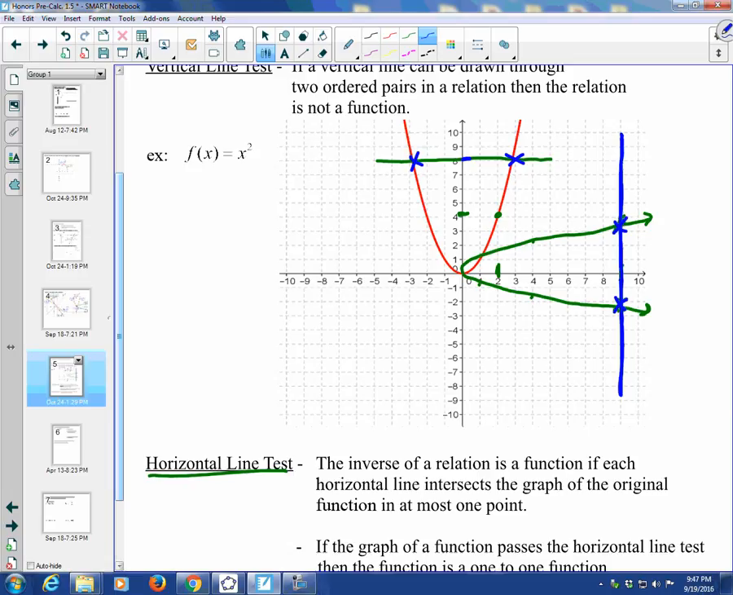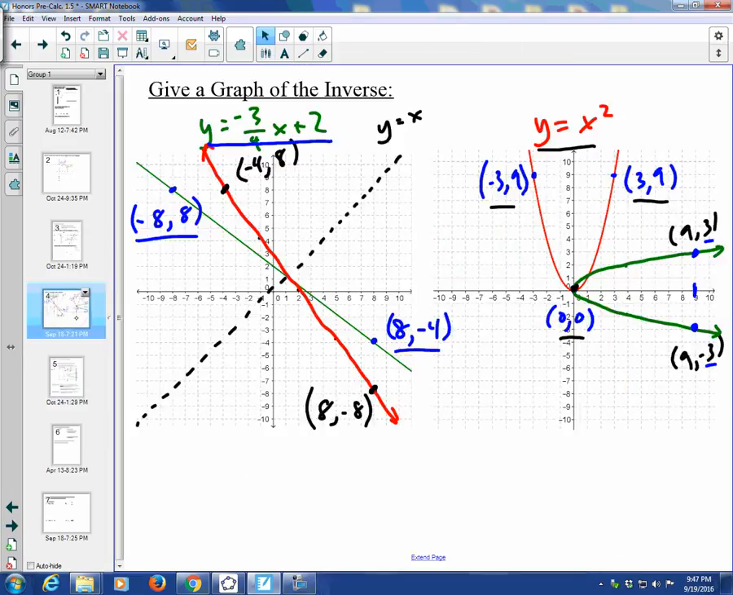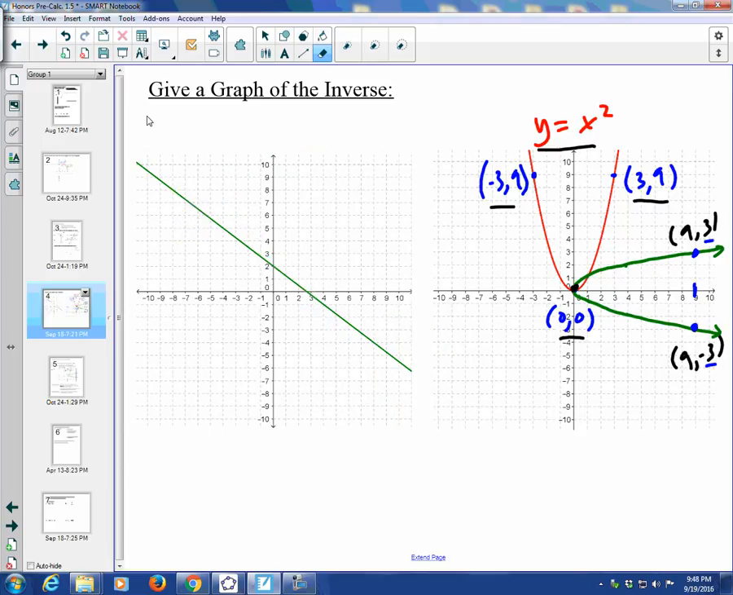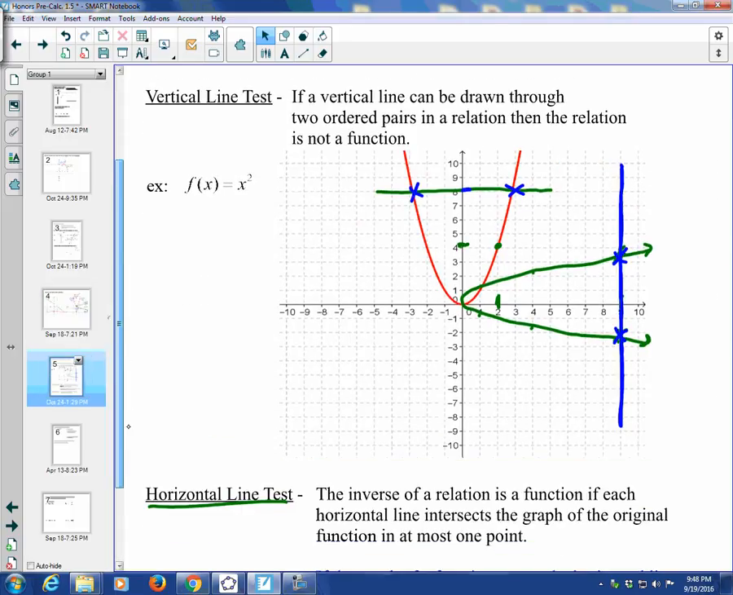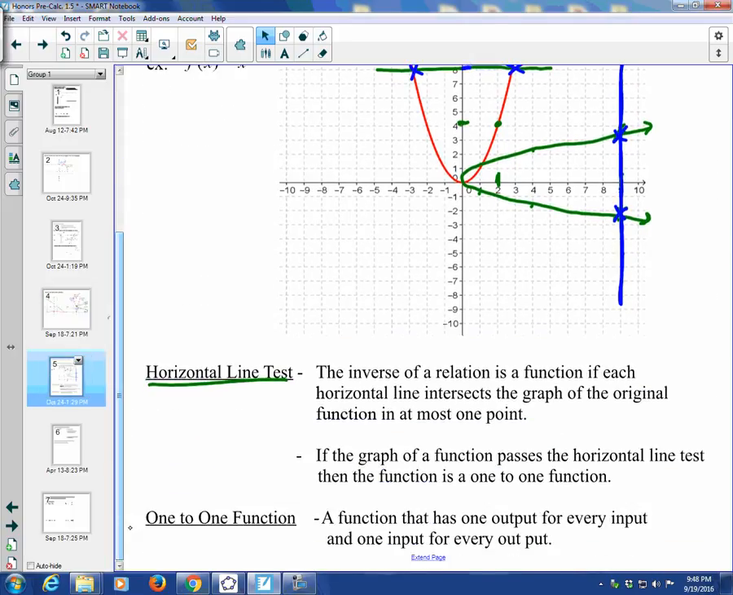In general, if we go back to our linear function, we can see that the linear function does pass the horizontal line test. That means that the inverse of this linear function should also be a function. If a function passes the horizontal line test, we say that function is one-to-one.